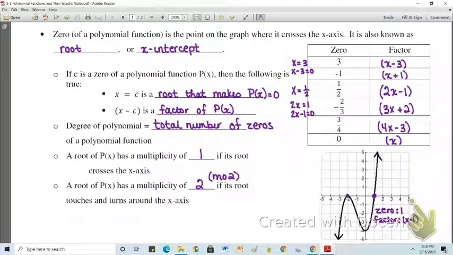Here, you'll notice it touches the x-axis but then does a U-turn. So for a zero, it's at -2, but I'm going to say it has an MO2. In other words, it happens twice there. As a factor, that would be x plus 2, and to make it have a multiplicity of 2, I simply put a squared up. In other words, it has 2 factors of x plus 2.